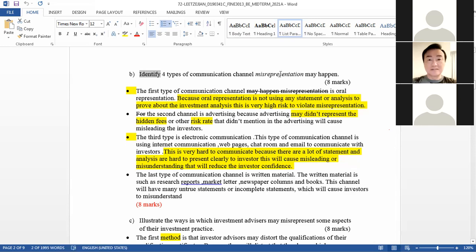I'm not asking you to relate it to misrepresentation. I'm just asking you to identify the 4 types, where misrepresentation may happen. That's all. So it's basically these 4. Okay, so don't mess up your answer.